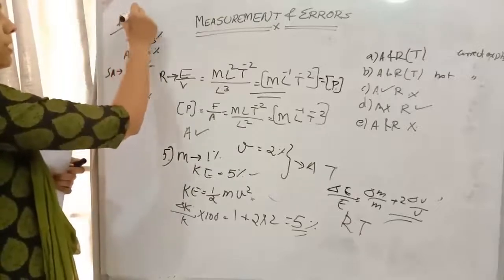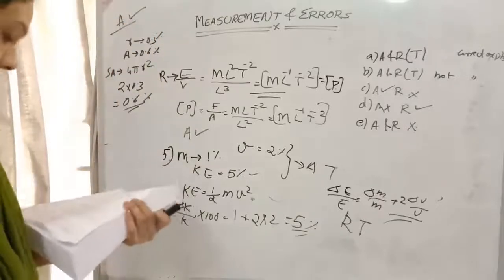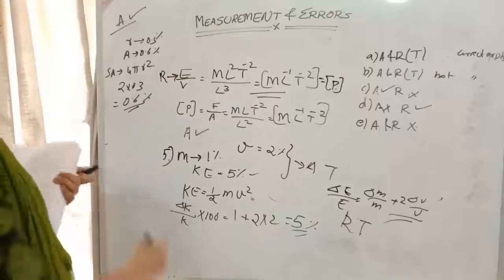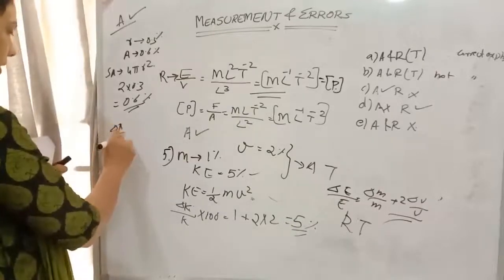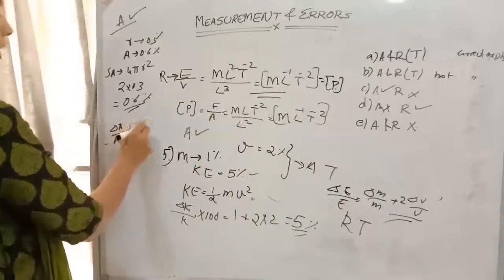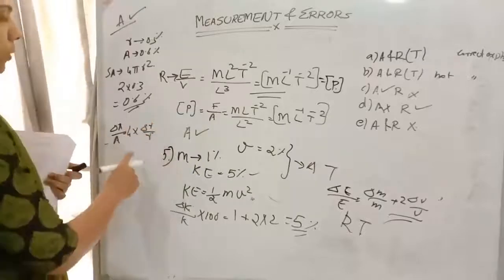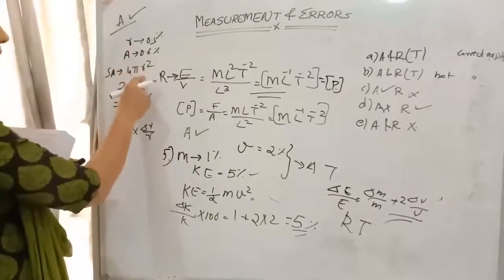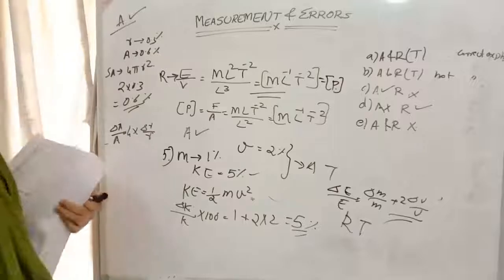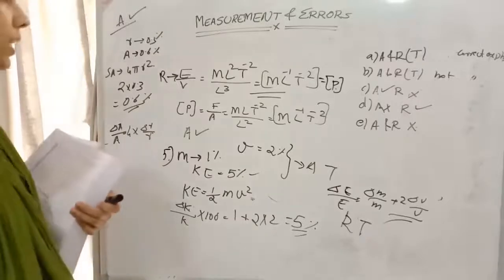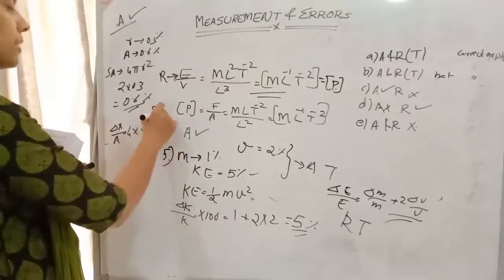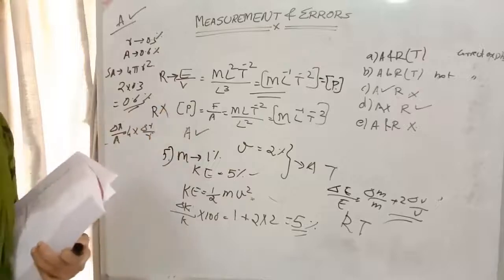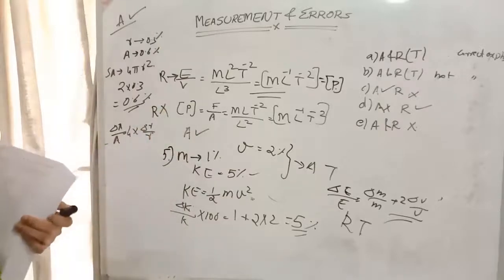So the assertion is true. Then the reason is given as delta A by A equals 4 into delta R by R. Is that the correct one? No, it should be 2 into delta R by R. Instead of that, here it is given as 4 into delta R by R. So the reason is false. Assertion is true, reason is false.